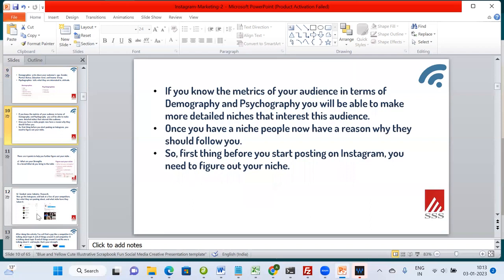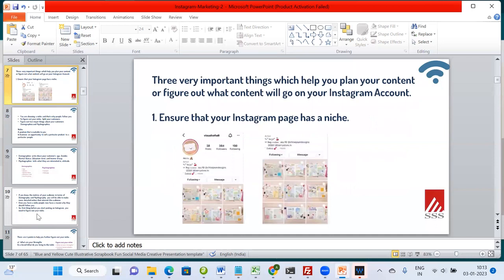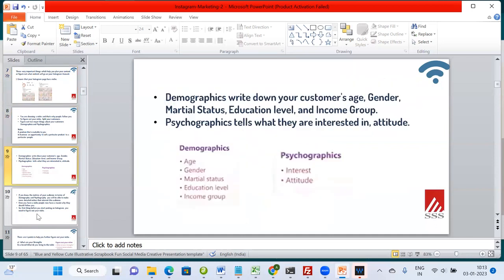Now, if you know the metrics of your audience in terms of demography and psychography, we will be able to make a more detailed niche that interests the audience. So once you have a niche, people have a reason why they should follow you. So the first thing, before you start posting on Instagram, you need to figure out your niche. This is the first thing that we have to understand when we start to build our content.